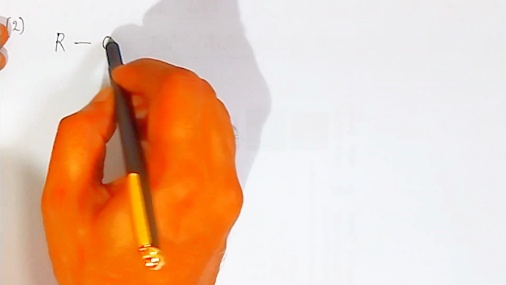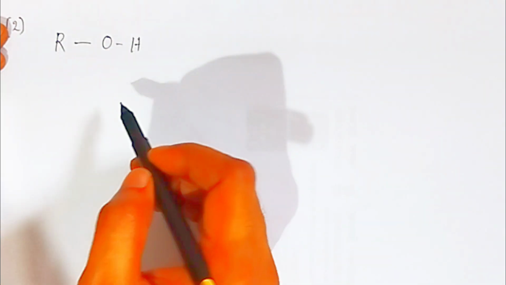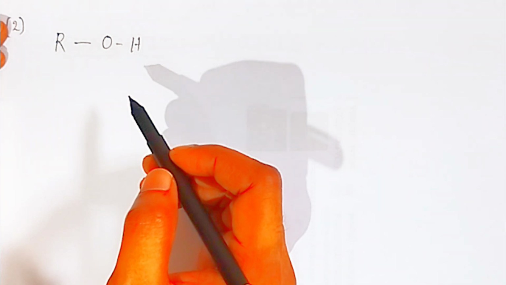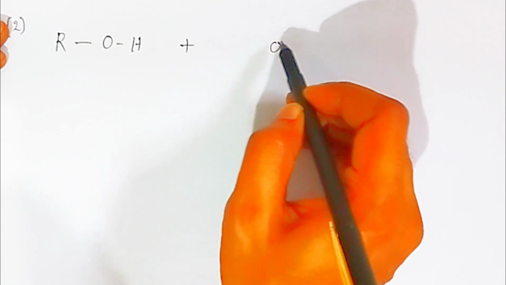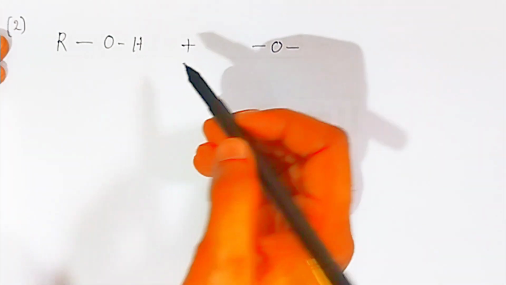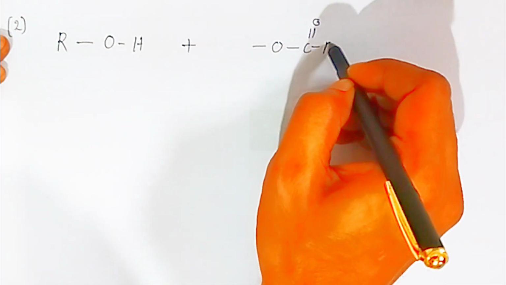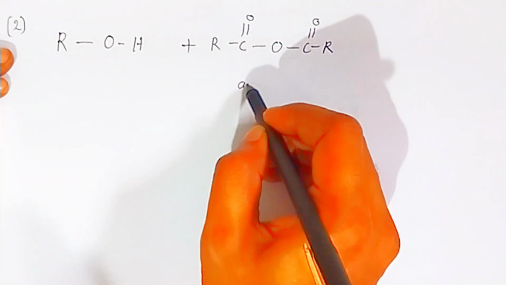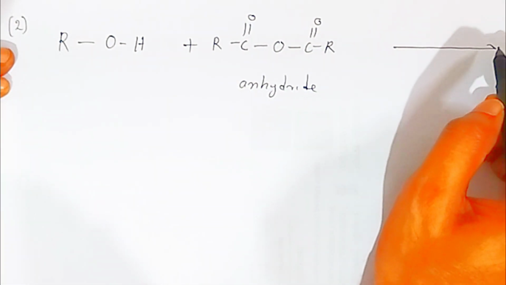Suppose you have taken alcohol. This is alcohol. Suppose you don't have carboxylic acid, so you can use anhydride. This is the action of acidic anhydride on alcohol. This is oxygen with two valencies, with a carbonyl group on this side and also a carbonyl group on the other side. This is acidic anhydride, in the presence of acid.